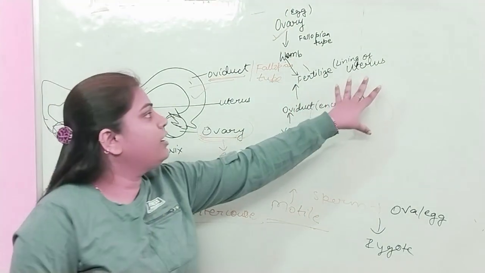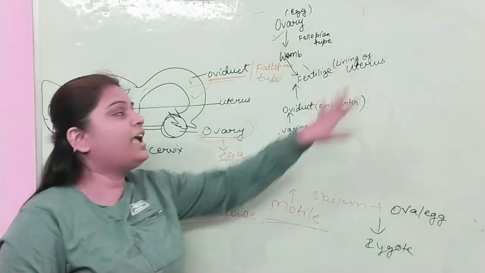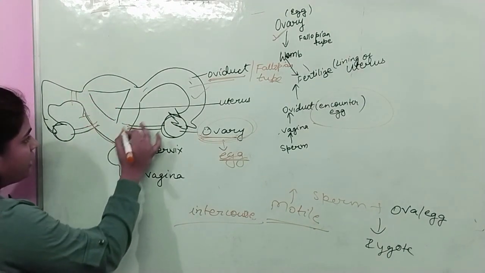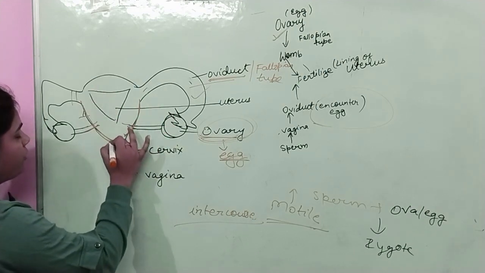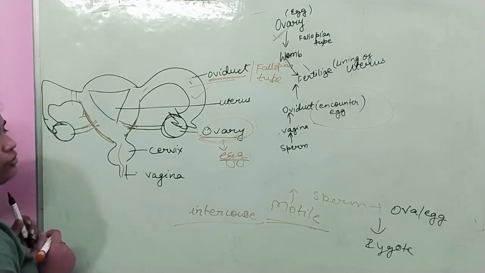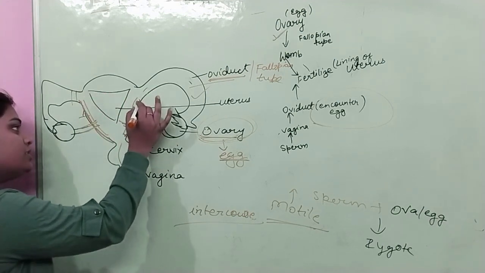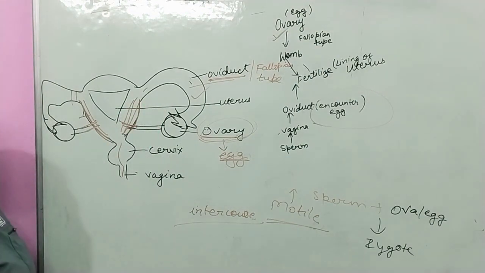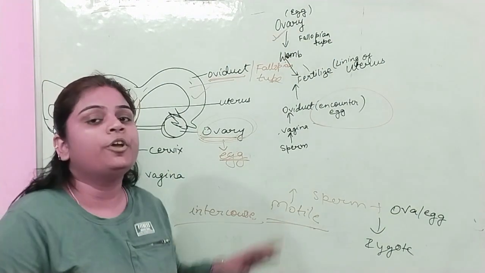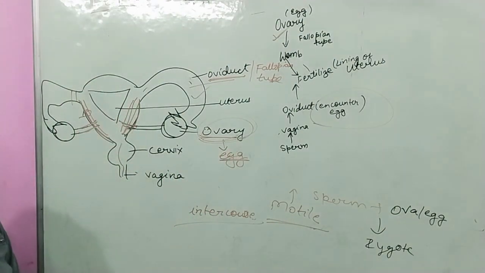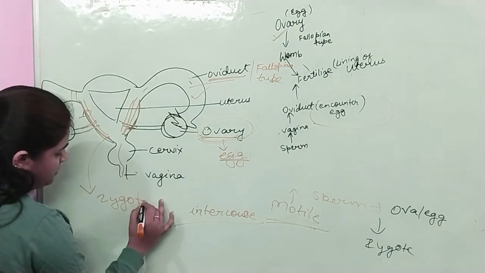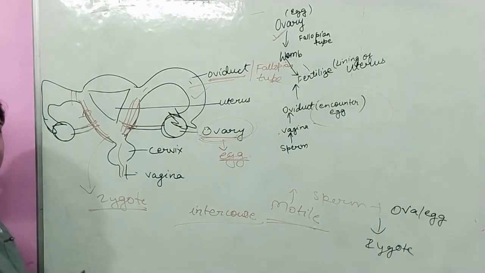When it encounters the egg at the oviduct, it fertilizes it, because the oviduct leads to the lining of the uterus. There are actually 3 layers in the walls of the uterus. So here they fertilize at the walls of the uterus, the fertilization takes place and the zygote is formed. And as the zygote is formed, the main thing starts here.